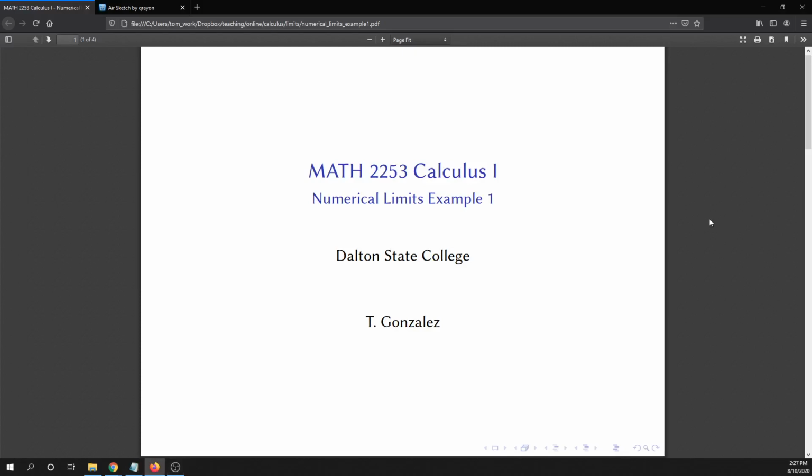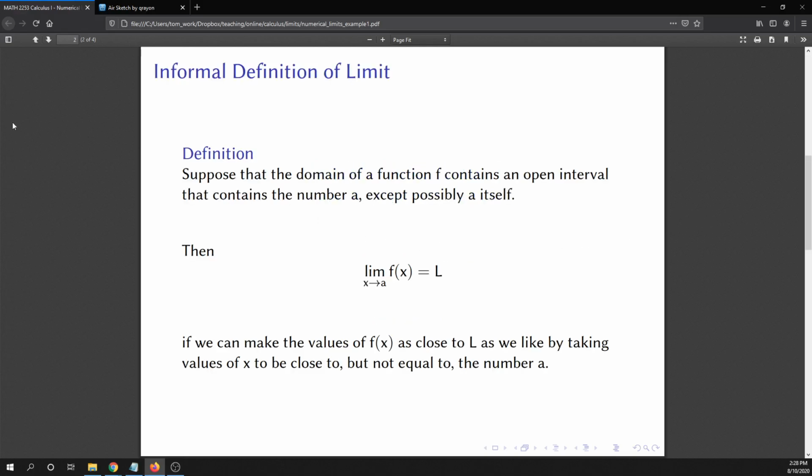All right, in this video, we are going to work through our first example involving numerical limits. Before we get to the actual work itself, let's take a look at the informal definition of limit. The formal definition is a complicated definition. So for our class, we are just going to take a look at this informal definition to get the idea of what it means to say that the limit as x goes to a of f of x is some number L.